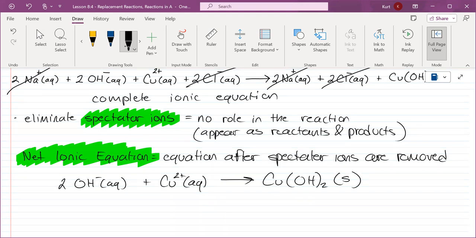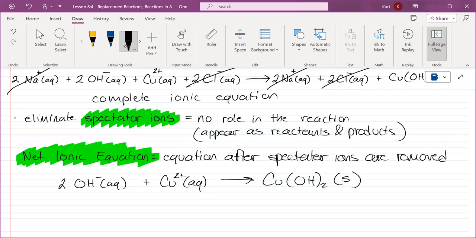Couple questions for you guys. Question number 1. Is this equation balanced? Analyze it, scrutinize it. How many coppers are there on each side? Good. How many oxygens are there on each side? 2. How many hydrogens are there on each side? Great. Second question. What type of reaction does this look like?